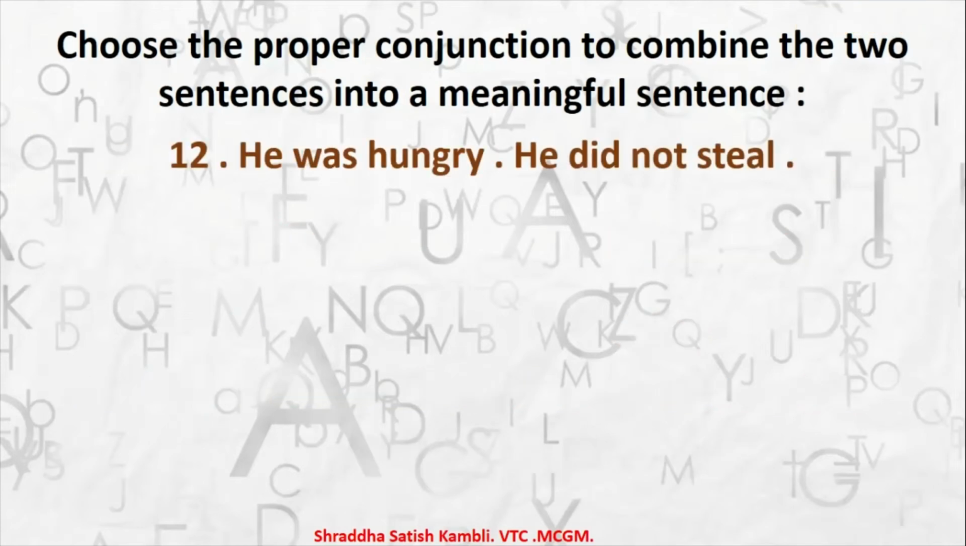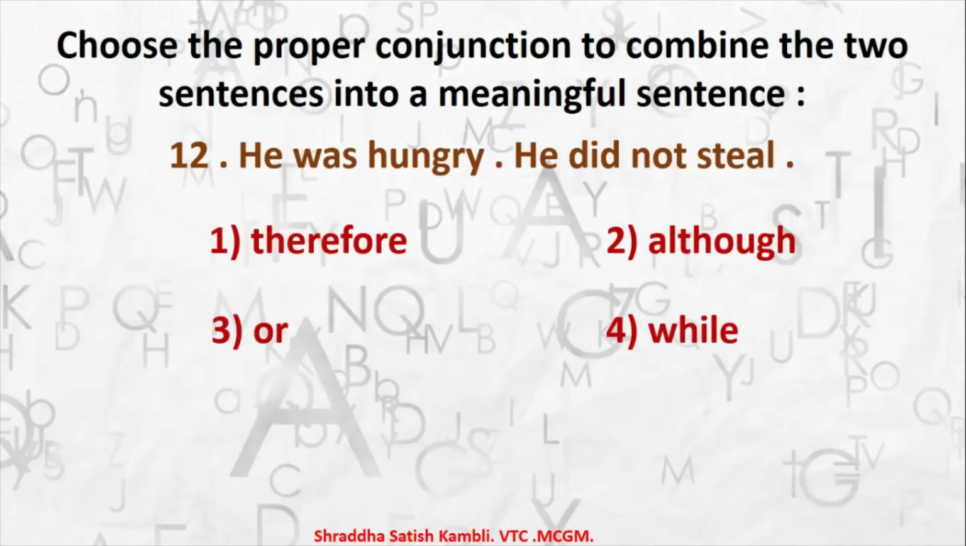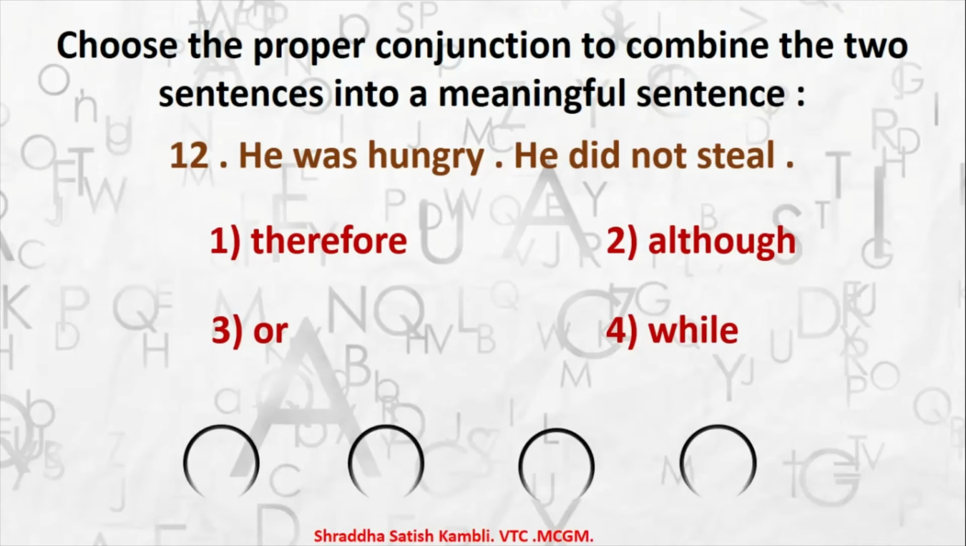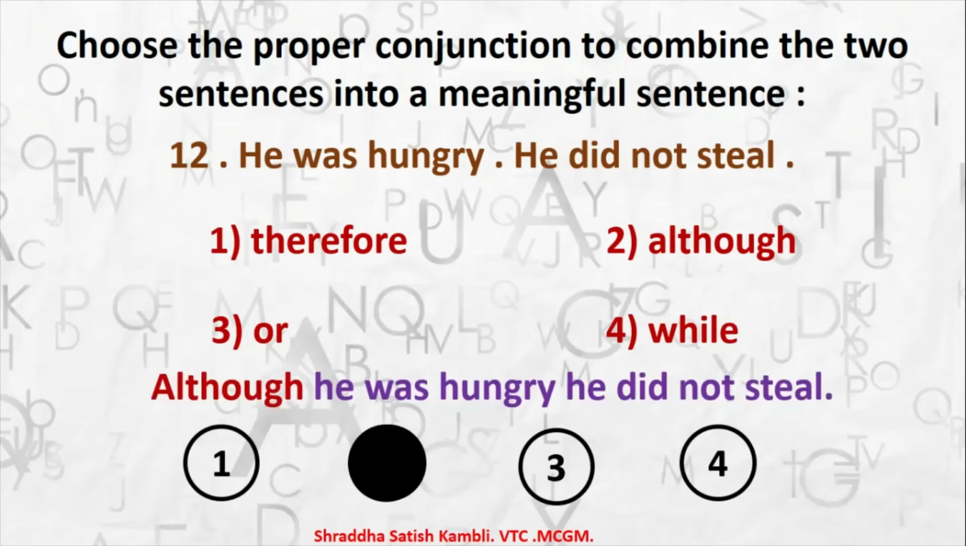Coming to example number 12. He was hungry, he did not steal. So he was hungry, therefore he did not steal. He was hungry, although he did not steal. He was hungry, or he did not steal. He was hungry while he did not steal. Which conjunction will be the correct one? It will be the second one, although. But will you write, he was hungry although he did not steal? No. The answer will be written as, although he was hungry, he did not steal.